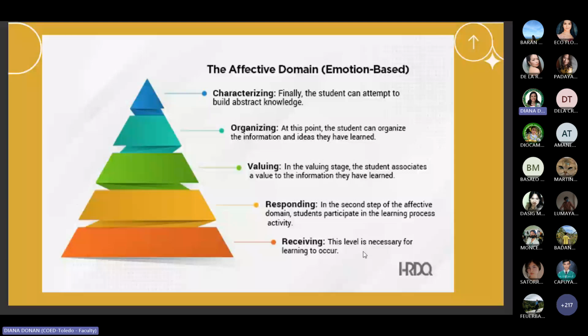Okay, the first level is receiving. At this level, the learner is simply willing to listen or be aware. For example, a student listens attentively to a talk on environmental conservation. How will you assess that? You will assess that through observation and checklist, or a quick reflection journal on what stood out to you today, or participation in discussion.